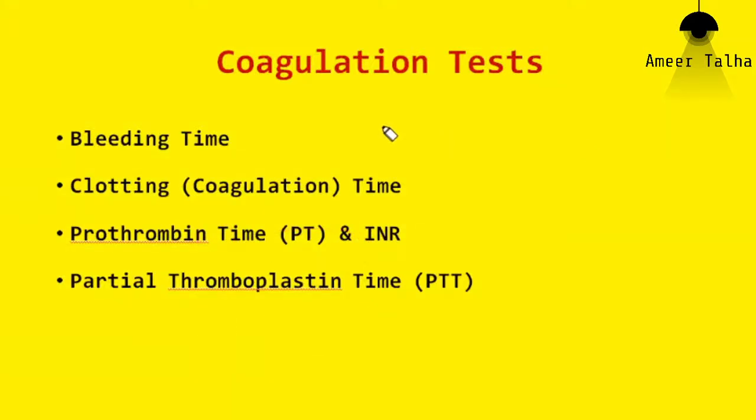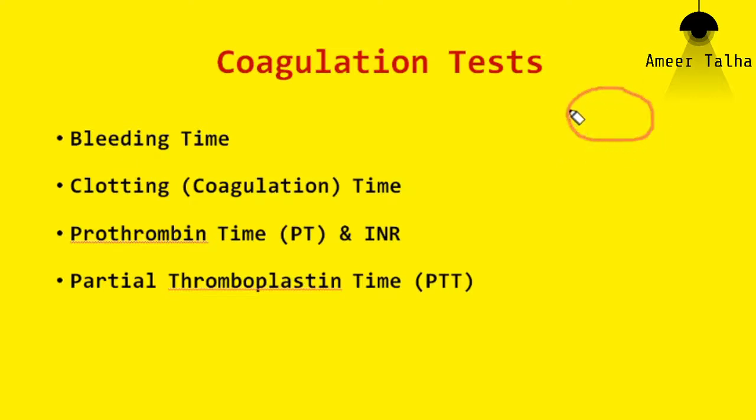We have discussed some of the coagulation tests. Let's revise all of these clotting tests or coagulation tests. The first one is the bleeding time. I hope you remember what bleeding time is. Bleeding time is the time from the onset of the first drop of blood till the bleeding stops after a gentle pinprick. And we use the Duke's method.